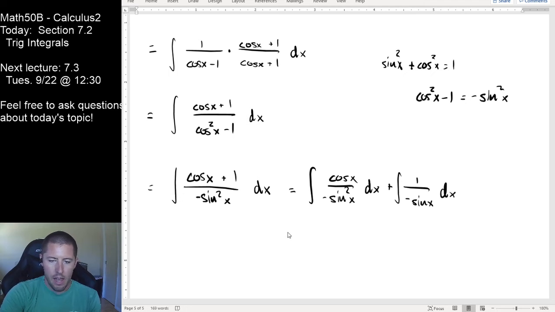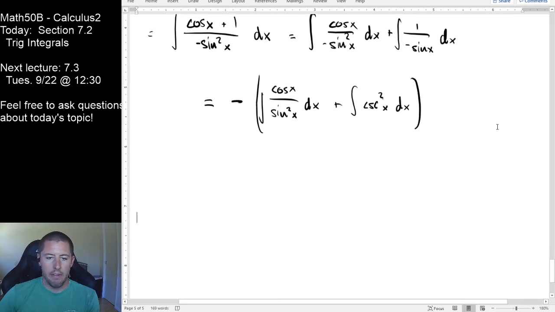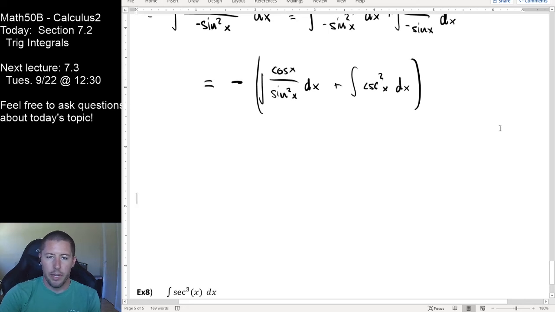So now here's my new move. I'm going to write this as the negative of the integral of cosine over sine squared of x dx plus the integral of cosecant squared of x dx. Right? So those both had a negative on it. I just factored that negative out so we don't have to think about it here. So what are we going to do? We got two integrals to do. Let's see if we can do them.